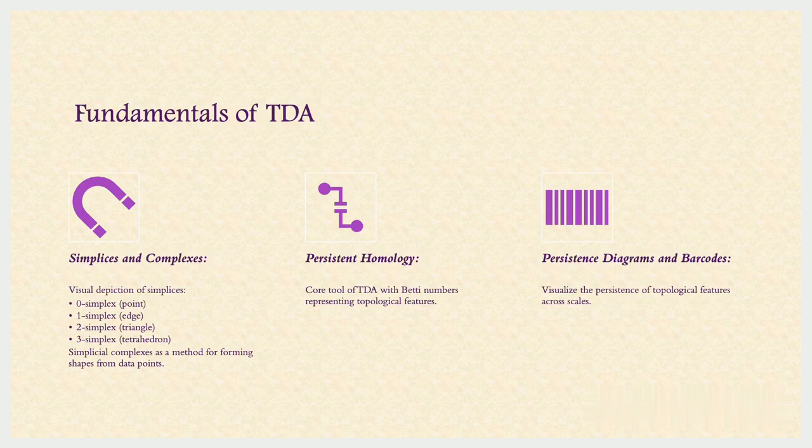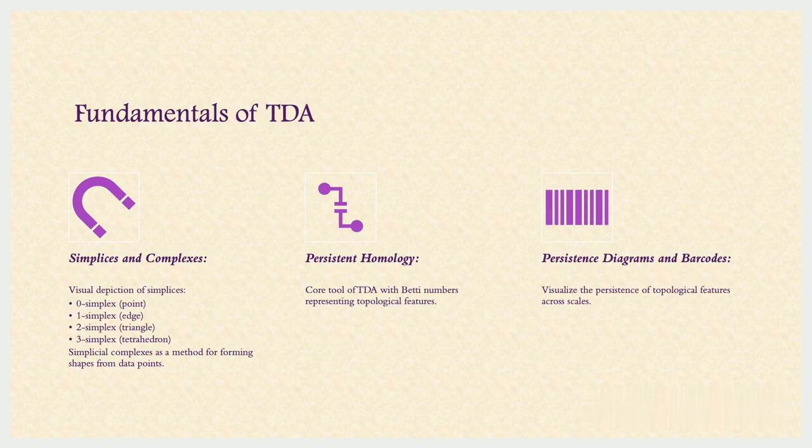First, let's talk about simplexes. These are the building blocks of TDA. A zero simplex is just a point. When we connect two points, we get a one simplex or an edge. Add another point and we can form a two simplex, which is a triangle. And with 4 points, we get a three simplex or a tetrahedron. We can assemble these simplexes to create simplicial complexes, which helps us to form shapes from data points.